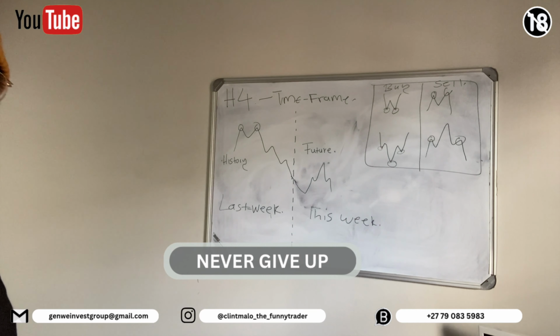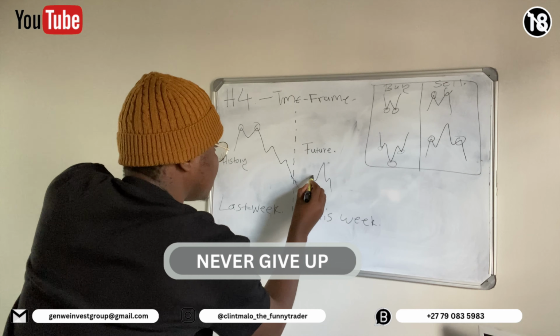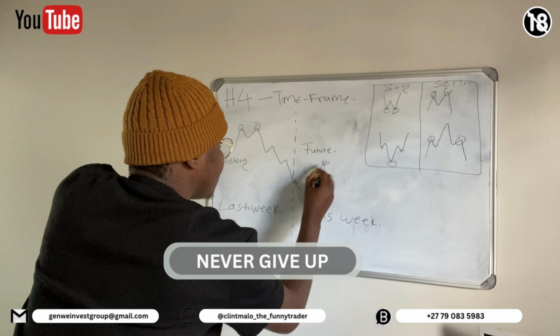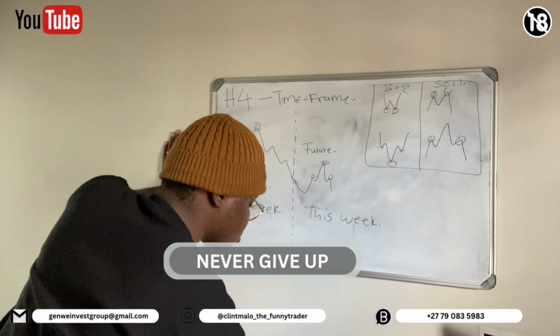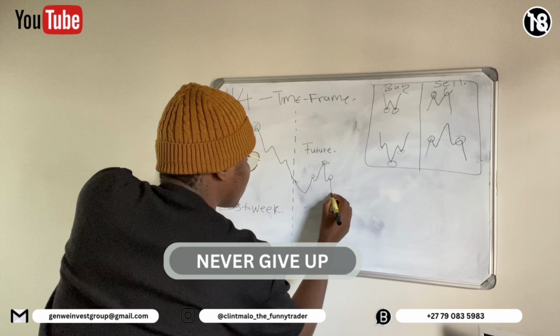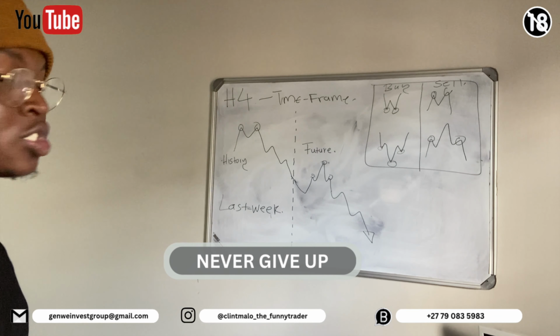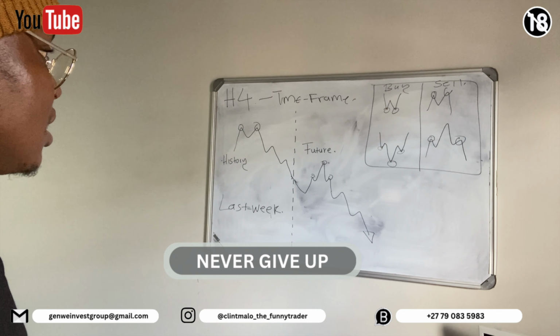Look at that. What do you see? It created this thing. You see? A head and shoulders. Now, this means what? Let me just erase this. This means the market will still want to continue going on the downside. This is normal as well. It happens. This kind of thing happens.